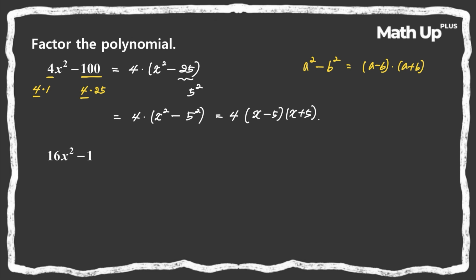Now next question, we have 16x squared minus 1. For this question, we do not have any common factor of the terms 16x squared and 1, right? But each term, 16x squared and 1, can be written as a perfect square. 16x squared is 4x squared, and 1 is just 1 squared. So using this formula right here, this is equal to 4x minus 1 times 4x plus 1, right?